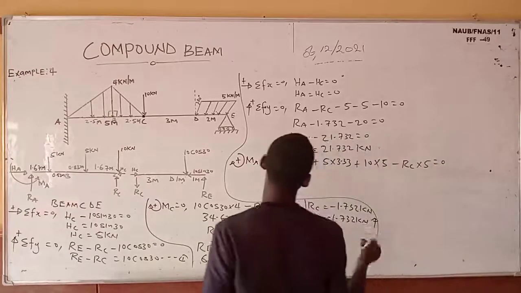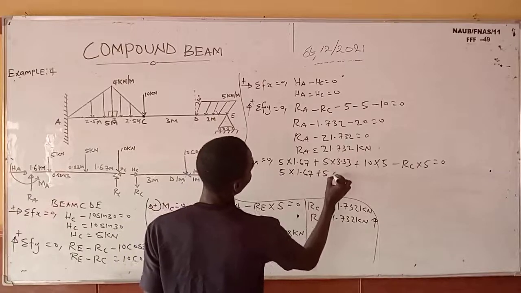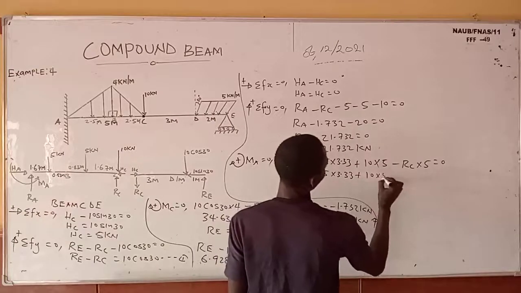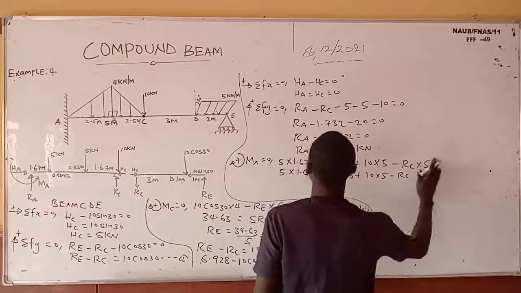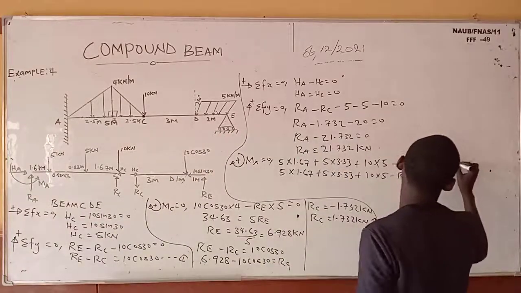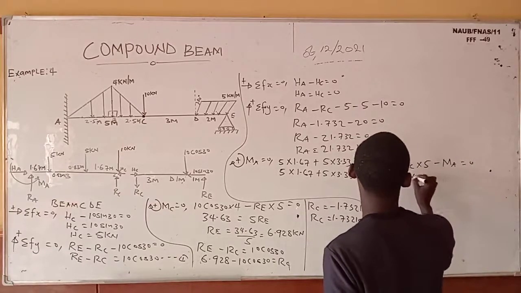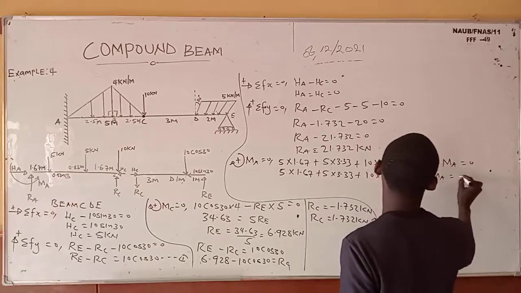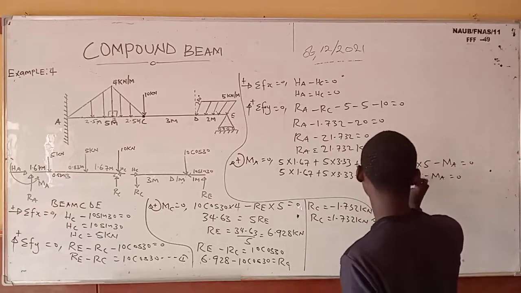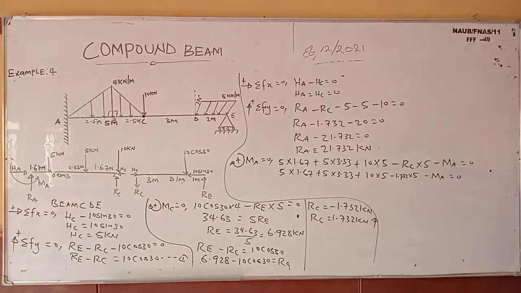But my RC is already 1.732, right? So it means this will be 5 times 1.67 plus 5 times 3.33 plus 10 times 5 minus RC times 5. Please, I did not add this moment, sorry. Minus MA equals 0. RC times 5 minus MA equals 0. But RC is already 1.732 times 5. Yes, like this. I hope you get that.